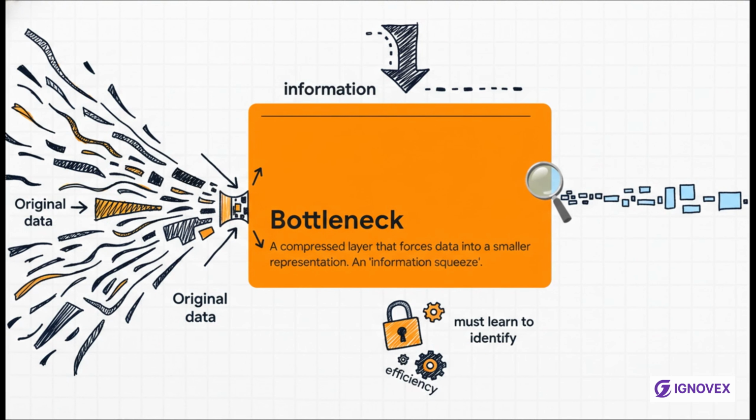And that constraint has a name. It's called the bottleneck. We deliberately design this middle layer to be tiny, forcing all the rich information from the input through this narrow little opening. It's an information squeeze. And it means the network literally can't afford to remember trivial details. It has to learn how to identify and encode only the most essential, defining features of the data.